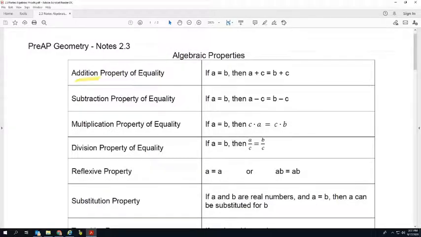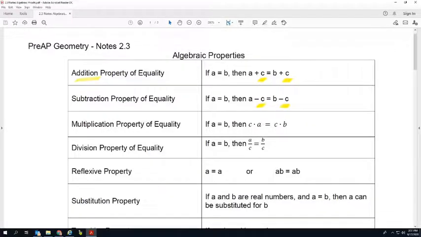Just like the name of the property suggests, when you do the addition property, if you start off with A equals B and you add the same thing to both sides, that's the addition property. Subtraction property says, just like the name suggests, if you start off with A equals B and you subtract the same thing from both sides, that's a subtraction property.